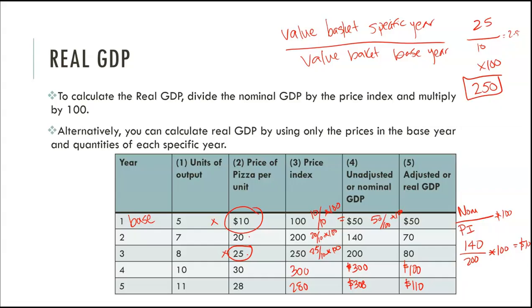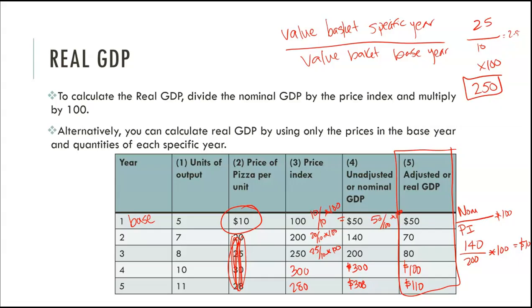And we can check to see that that makes sense, because really all we're doing for this is converting everything into our base year price. So real GDP is just assuming that the price of all pizzas stays at $10. We're taking out this price change. So if you have 8 pizzas, you'd have a GDP of $80. 11 pizzas, a real GDP of $110.